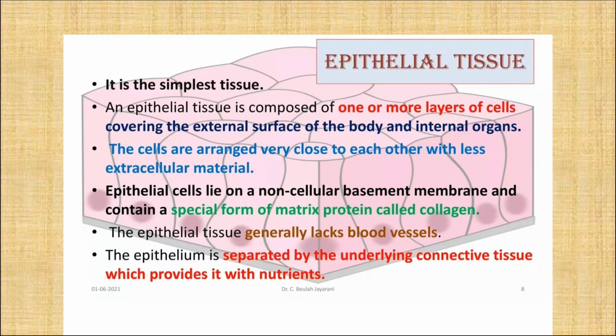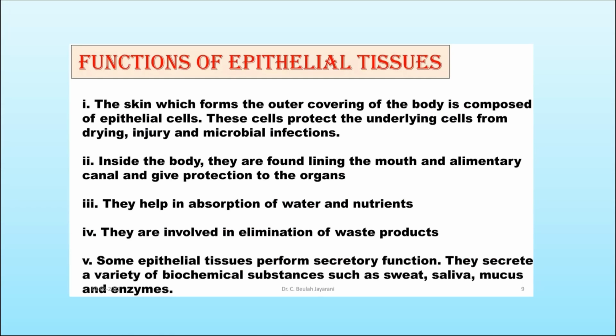So here you can see that this one is the simplest type of tissue, and it is called the epithelial. It is composed of one or more layers, maximum two layers, covering the external surface of the entire body, and by this time you are able to recognize it as the skin. The cells are arranged very close to each other with very little extracellular material. A classical example you can remember is the superficial epithelial tissue cells. The epithelium is separated by underlying connective tissue which provides it with different types of nutritious material.